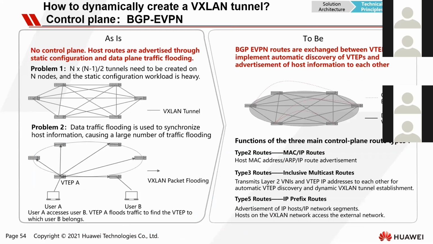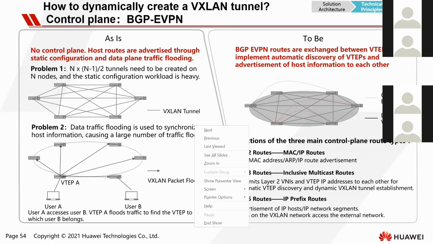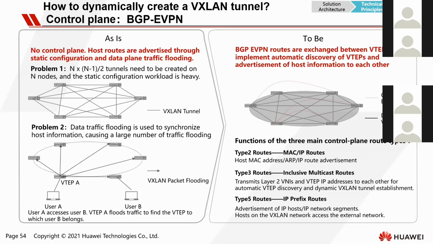So after talking about VXLAN, there are some issues that we will face inside VXLAN. The main issue in VXLAN is it doesn't have a control plane. Without the control plane, all the host routes are advertised through static configuration, and all the data plane traffic will be flooded throughout the network. What does this mean?